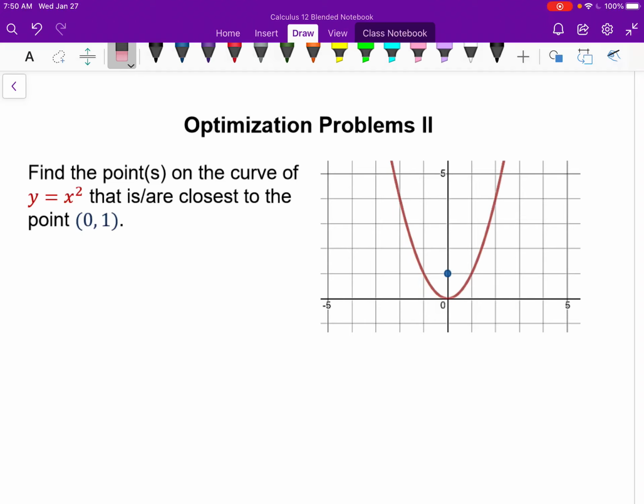All right, so here's the second part of the optimization lesson and last lesson in this big unit. Essentially, I'm just going to go through 3 more problems involving optimization. These will definitely be more involved.